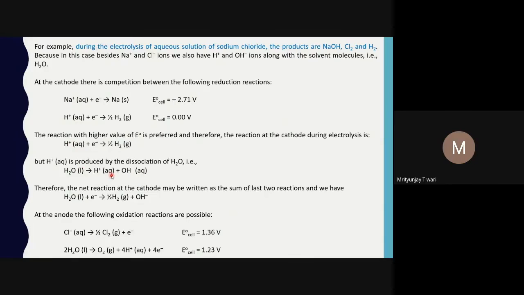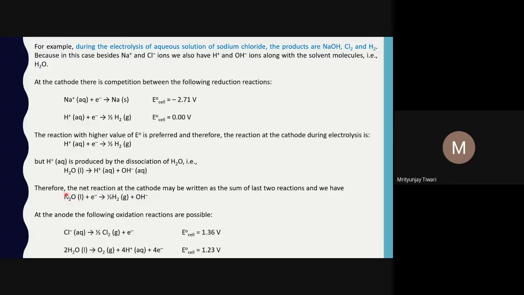If you add these two reactions, this H+ ion and this H+ ion, the aqueous ions, will be cancelled out. So the net reaction will be water plus electron giving half hydrogen gas plus OH-. So if you take 2 water plus 2 electrons, it gives hydrogen plus 2 OH-. Ultimately, what we are seeing here is that water is being oxidized at the cathode. Sorry, not oxidized, it is reduced because it is accepting electrons. So water is being reduced.